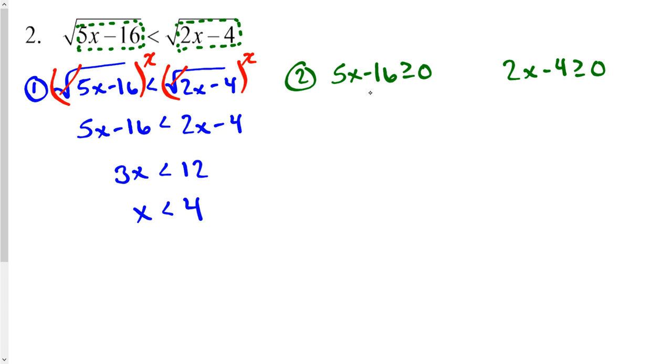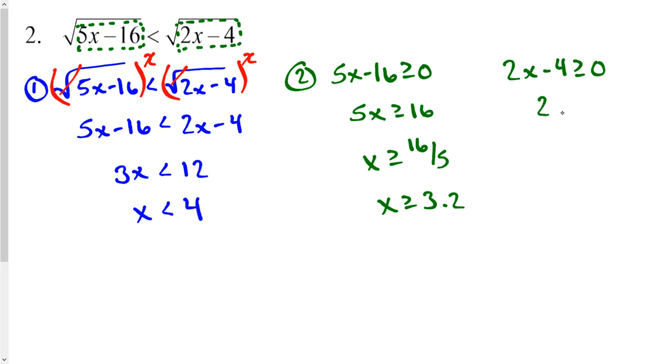So I could say add 16 to each side, so 5x is greater than or equal to 16. So x is greater than or equal to 16/5, which if you wanted to go through and use a calculator and figure out exactly what that is, 16/5 is really just 3.2.